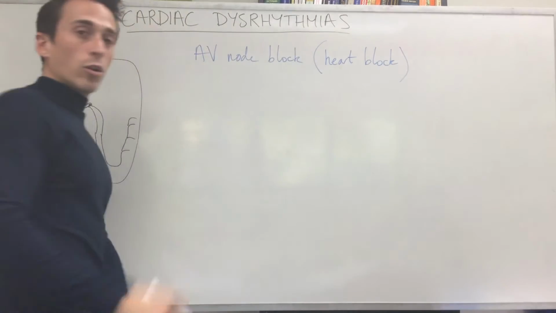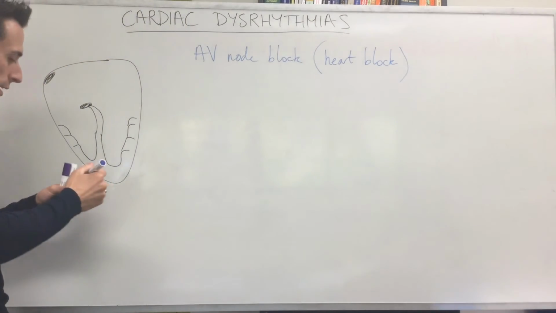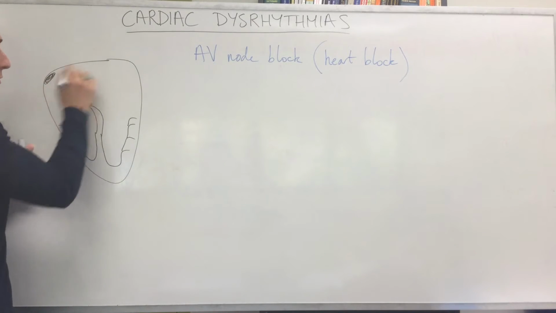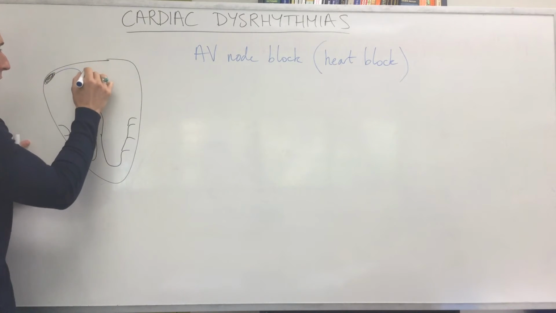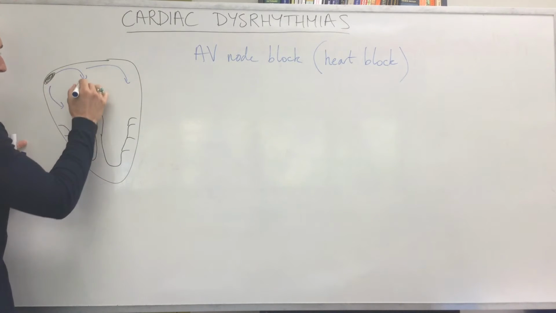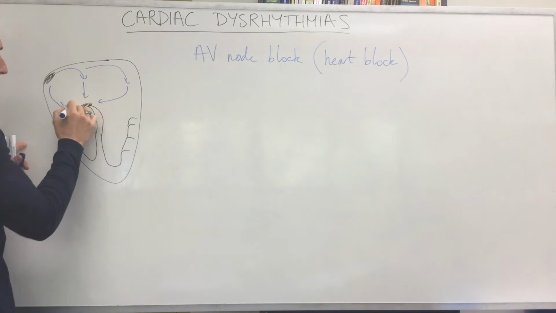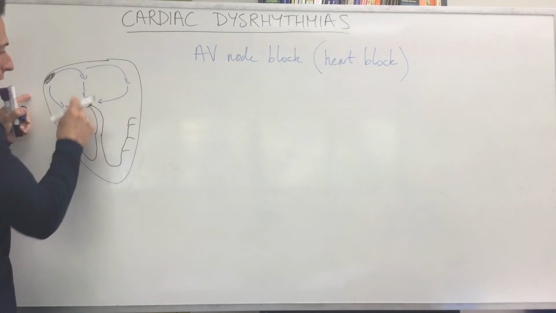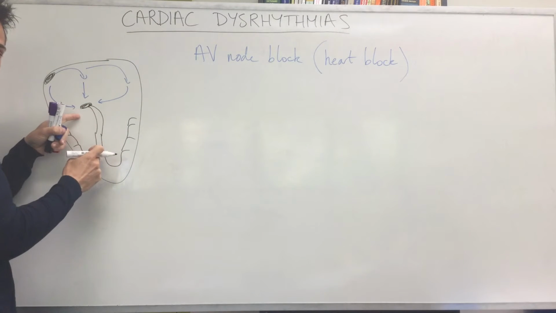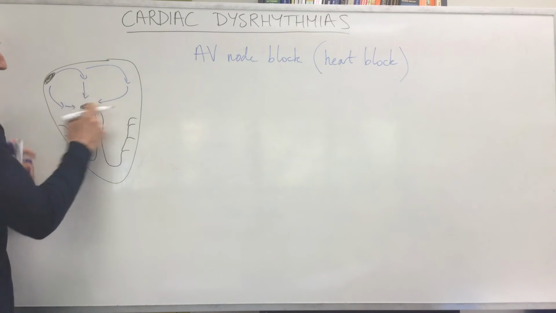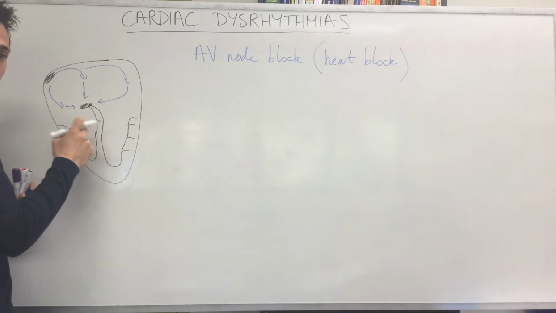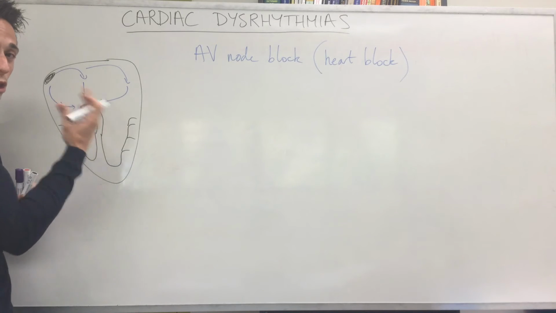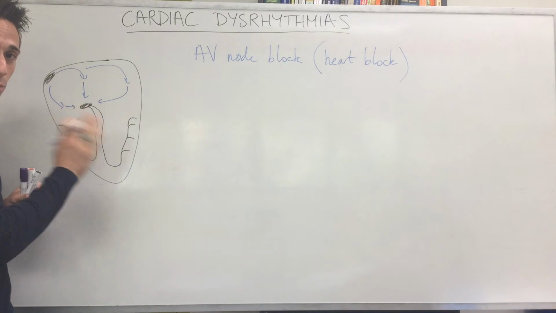And what this AV node block or heart block is referring to is the fact that the signal that's coming from the sinoatrial node through to the atria, propagating down to ultimately go to the AV node, going from the SA node through the atria to the AV node, and then subsequently going down the bundle of His. Here at the AV node, there's some sort of delay, or some sort of abnormal change, or some sort of blockage.